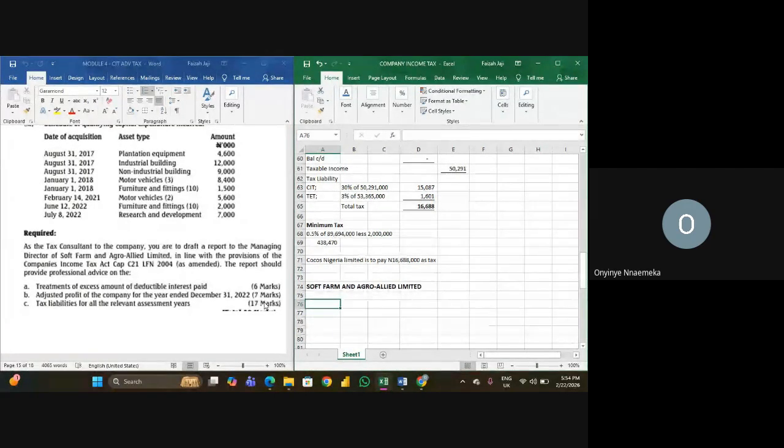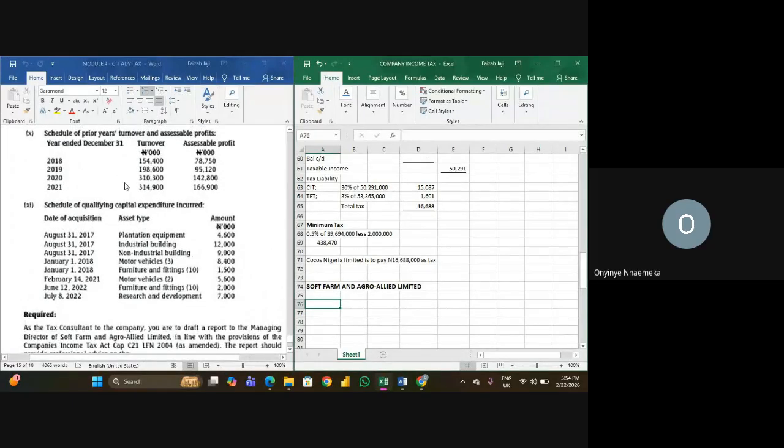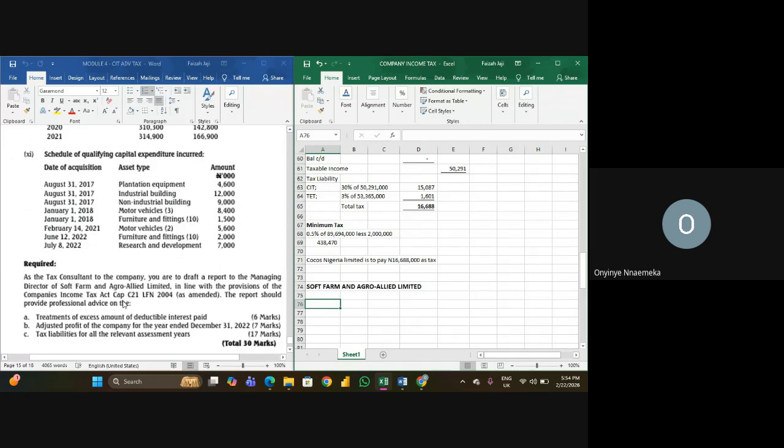Even if you are not sure of what to do, this 17 marks ought to tell you that there is something in number three. So for all of these years that they put here, you calculate tax for everything. That's why it has the words all relevant years of assessment. Okay, so let's start from A.